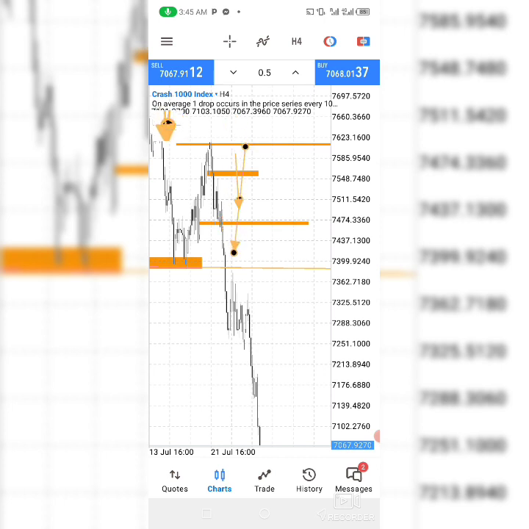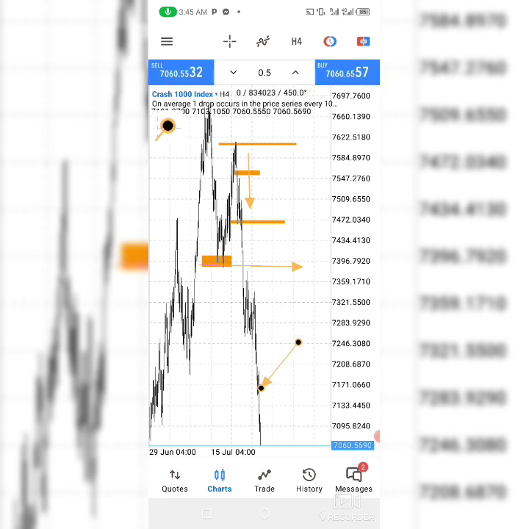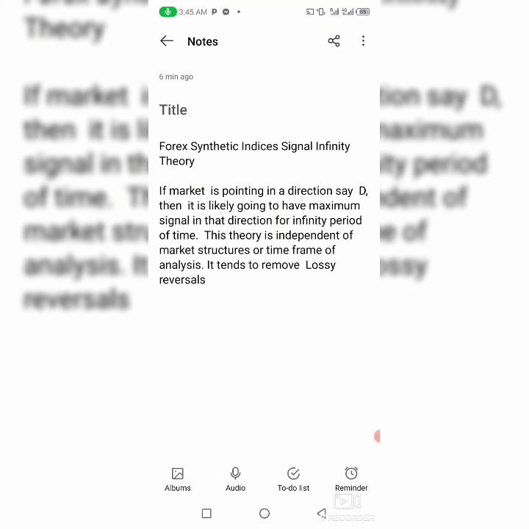So you see that the market keeps going down by this theory, just going down. Some people who are not informed about this idea will be trying to sell this market near here, or trying to sell this market near here. Why are they doing this? They are doing it because of an event that happened in the past, that the market bought here, then it will buy here. No, that's why I say the theory eliminates the lossy reversals.